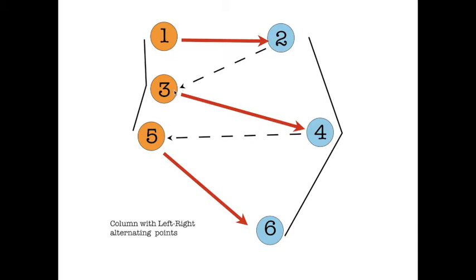So these are my lines of inclination. All of my orange points need to be on the same side. All of my blue points need to be on the same side. Another way of saying that, my odd numbered points are on the same side, my even numbered points are on the same side. So in the software, what would this look like?